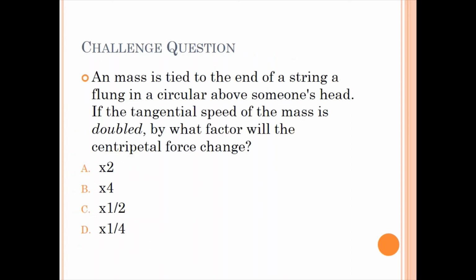Time for a challenge question. It says a mass is tied to the end of a string and flung in a circular path above someone's head. Got some typos here. If the tangential speed of the mass is doubled, by what factor will the centripetal force change? Will it be twice as much, 4 times as much, half as much, or 1/4?